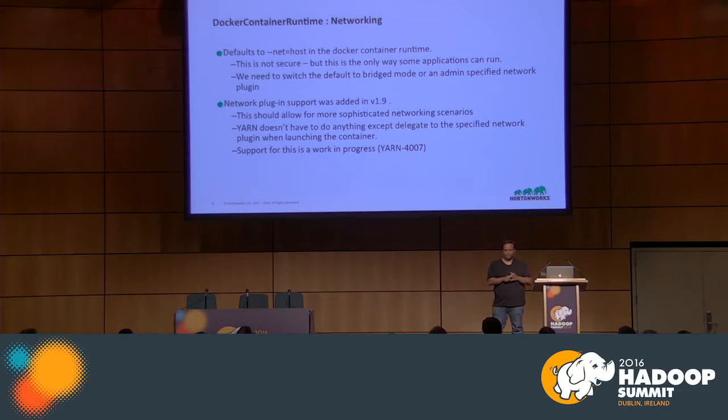So all those kinds of things are possible if you use the new networking setup. Right now it's actually already possible to use one of the plugins that the Docker daemon has started with. But there is no validation or check to ensure that it's from a limited list, or only based on what the admin has provided. So there's a Jira for it, Yarn 4007. We need to do some work to make sure that this is controlled in a better fashion.